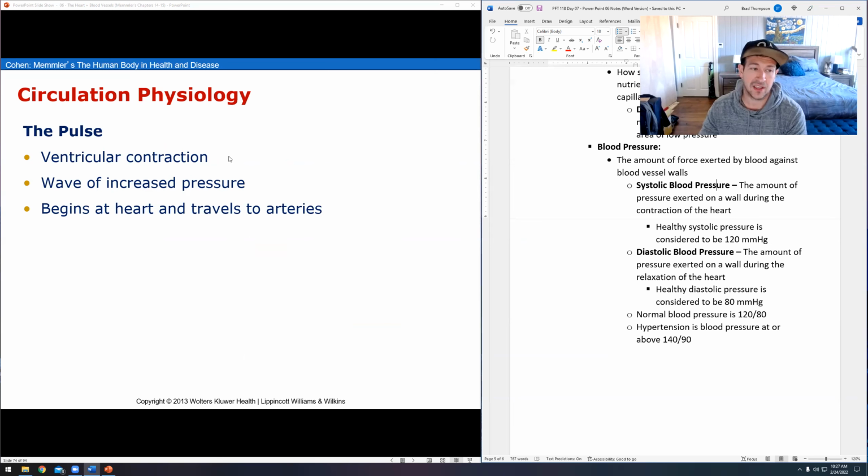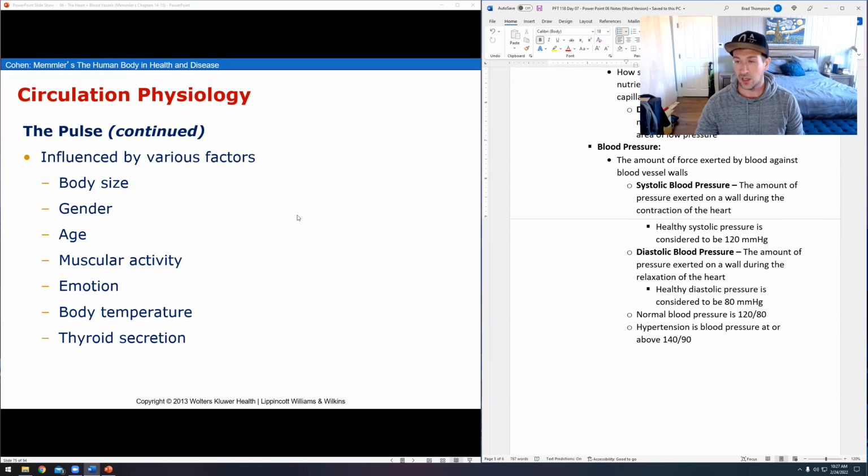So when we're looking at your overall pulse, we are looking at whenever your left ventricle squeezes. As you place your thumb along what is called your carotid artery, you can feel blood go rushing past it. That's your left ventricle squeezing, so you're feeling that wave of pressure.